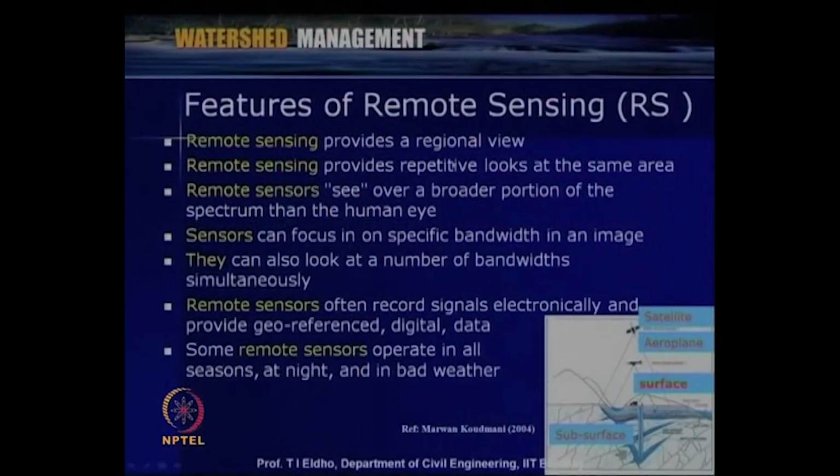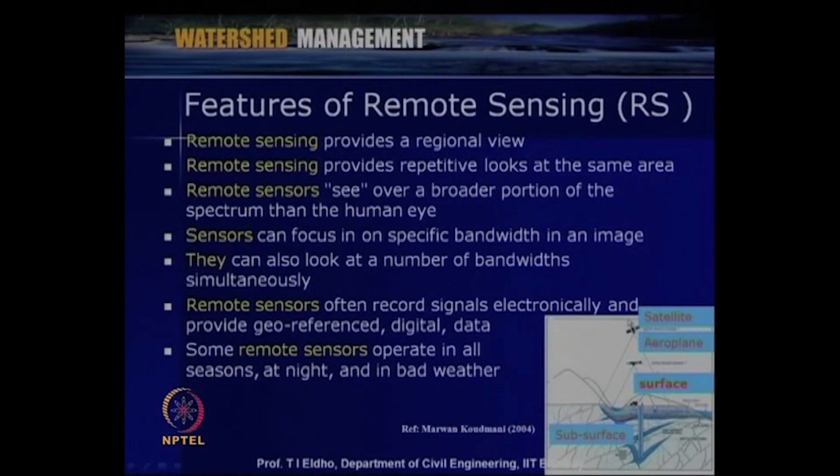Now, within this background, let us look into the important features as far as remote sensing is concerned. In this slide, the various features are listed. We can see in this figure, taken from Marwan and Kotmani 2004, modified, the aircraft flying over, or the satellite moving over the surface. You can see the way the scanning or reception of the particular electromagnetic spectrum band is obtained by the receiver.